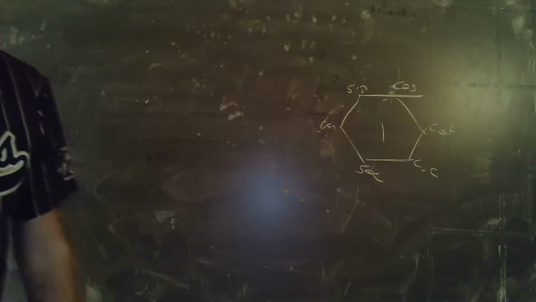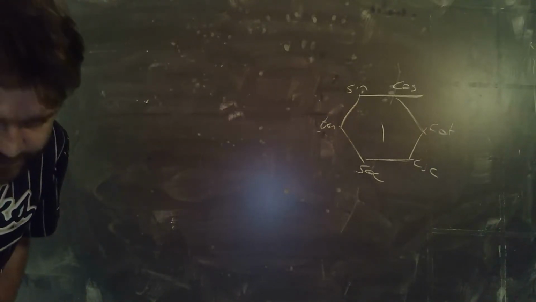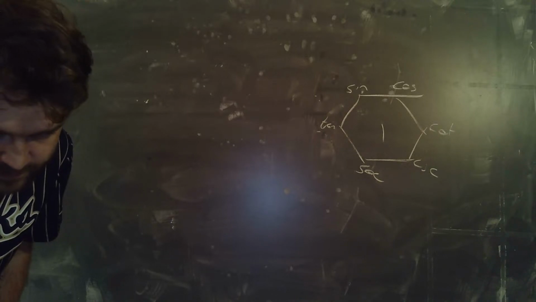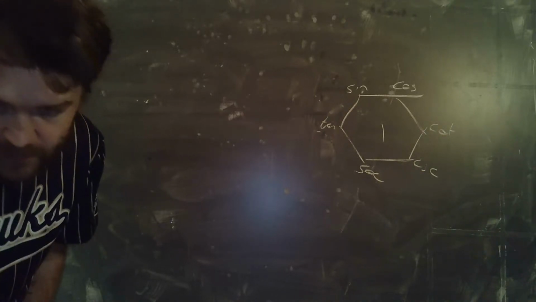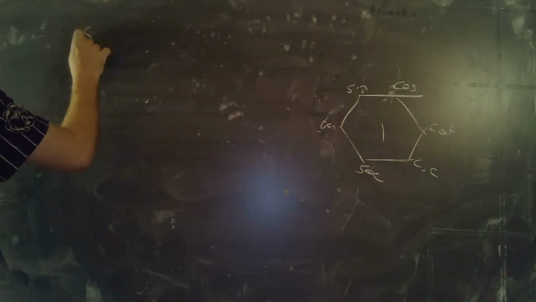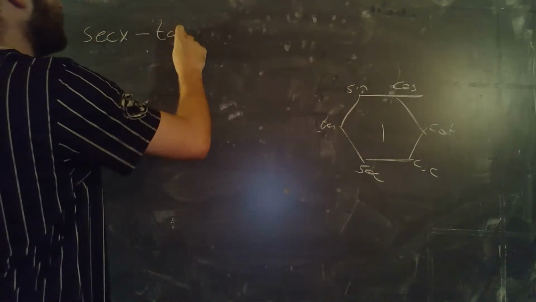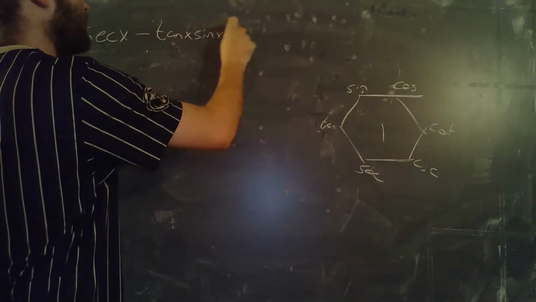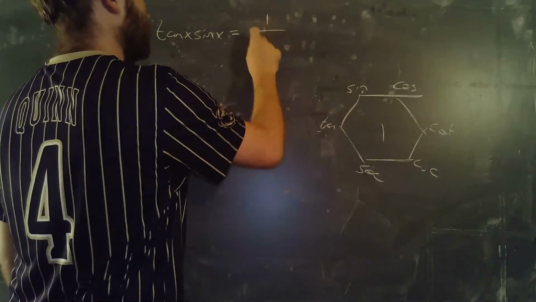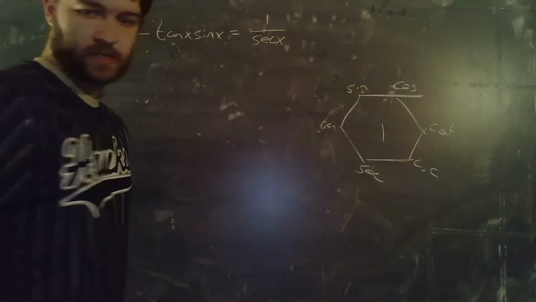Let's just do another one like that. I like that. Oh, okay, yeah. I like that. Let's do secant x minus tangent times sine, precisely equal to 1 over secant.